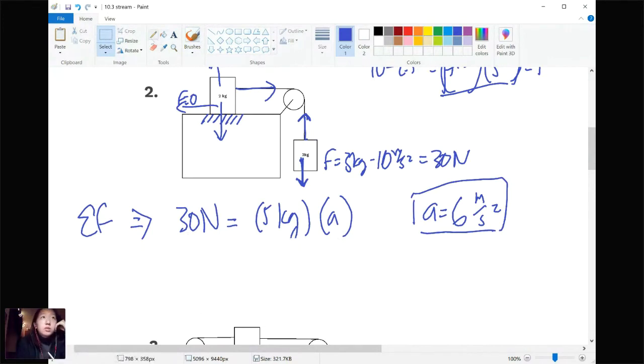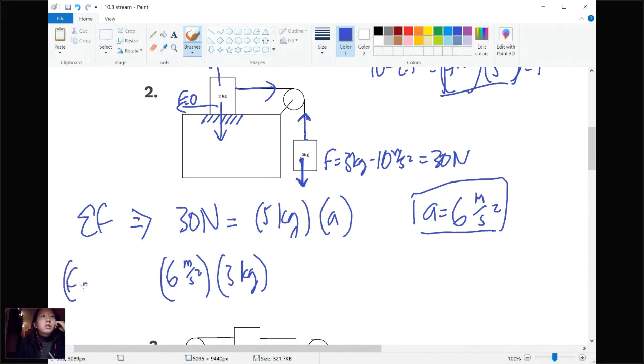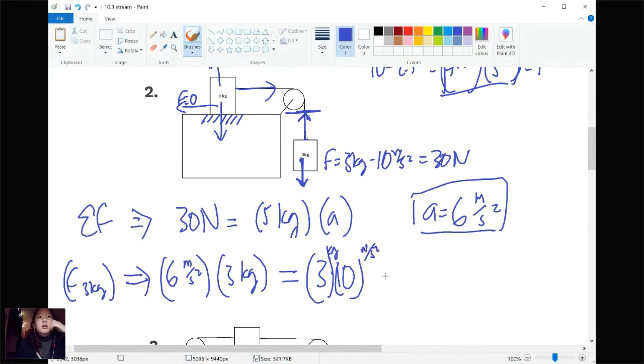And then what you can do with that acceleration, now that we know the current acceleration is 6 meters per second squared, times 3 kilograms. This is just the force of the 3 kilogram block, right? So right now it's accelerating at 6 meters per second squared. That's going to be equal to the total force that it would have had without the tension. So with 0 tension, it'll be 3 times 10 kilogram meters per second squared, plus tension force.